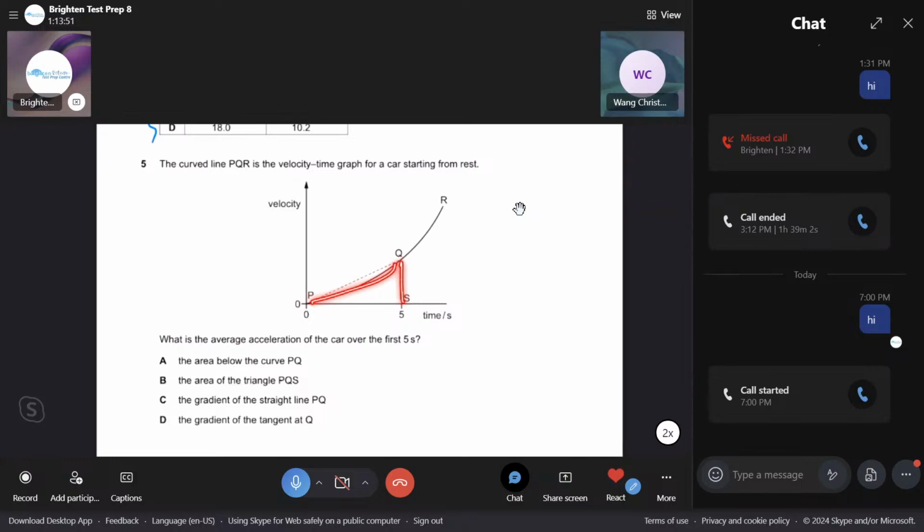So we're talking about this one. Sorry, I just said A. Sorry, my bad. Which one is it now? The area or the gradient? No, I better let you answer the question. It should be the area below the triangle.